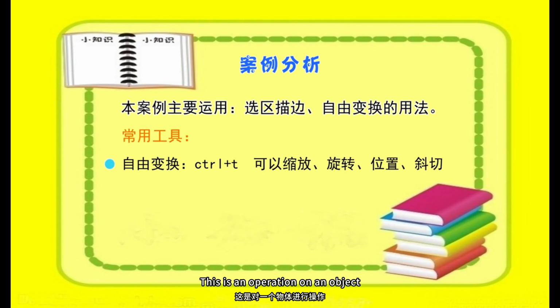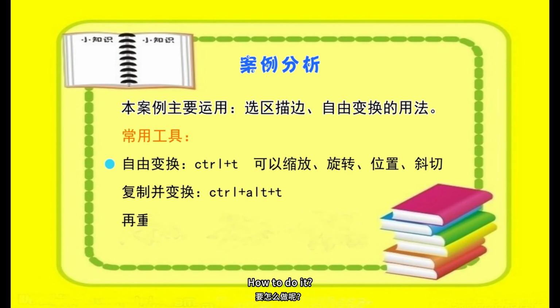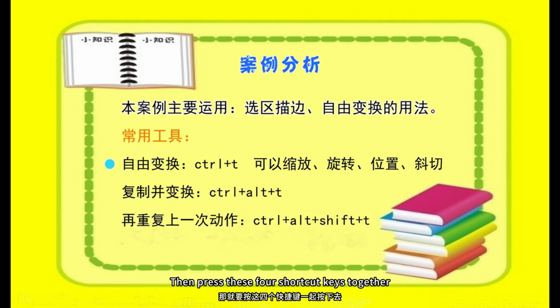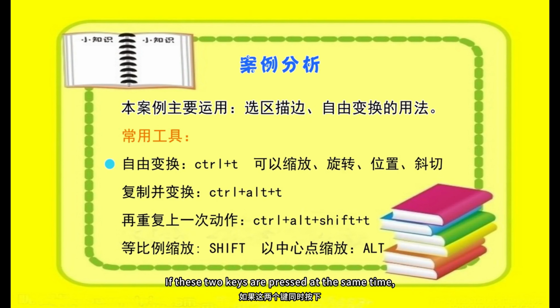This is an operation on an object. If you want to copy it and do these transformations, you need to copy and transform, Ctrl plus Alt plus T. If you want to repeat the copy and transform operation, how to do it? Then press these 4 shortcut keys together. Copy one for each press. Also remember, what is the key of scaling to the center point? If these 2 keys are pressed at the same time, it scales to the center point.